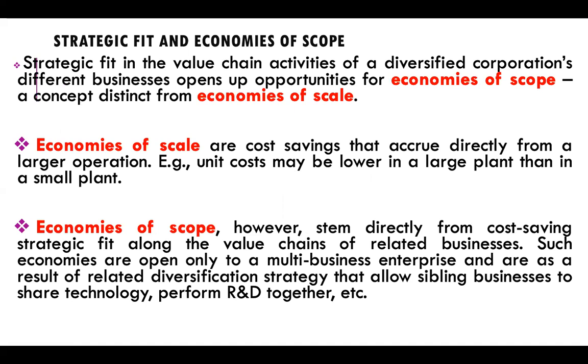All right. So strategy fit in the value chain activities of a diversified corporation's different businesses opens up opportunities for economies of scope, a concept distinct from economies of scale. Okay, I hope we've heard about economies of scale over and over again, but we also have what is known as economies of scope. Okay, so economies of scale are cost savings that accrue directly from a larger operation. So economies of scale, once you produce in larger volumes, you tend to have some benefits. And those benefits are known as the economies of scale.